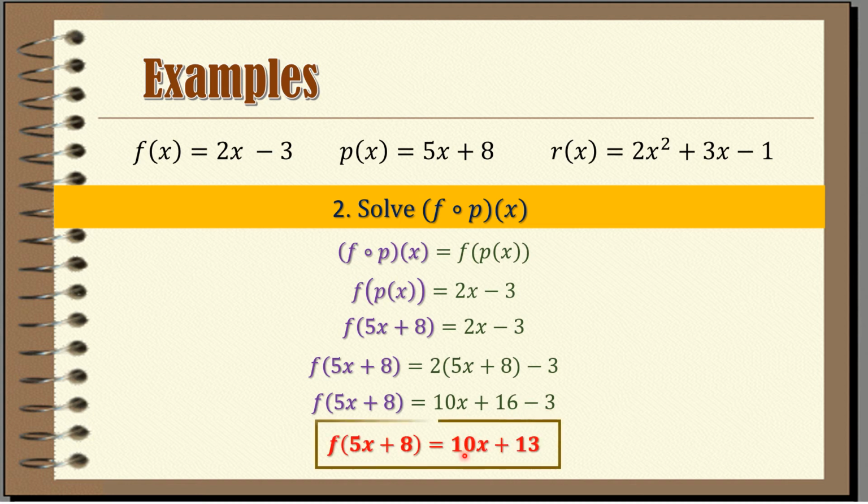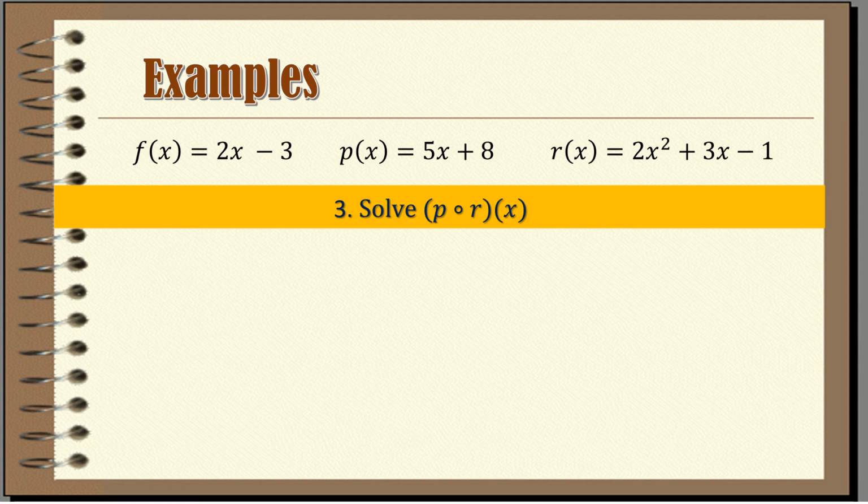So bring down 10x. Then we are going to combine this. Positive 16 and negative 3, that is 16 minus 3, that is equal to 13. And therefore, F circle P of x is equal to 10x plus 13. So this is the final answer.